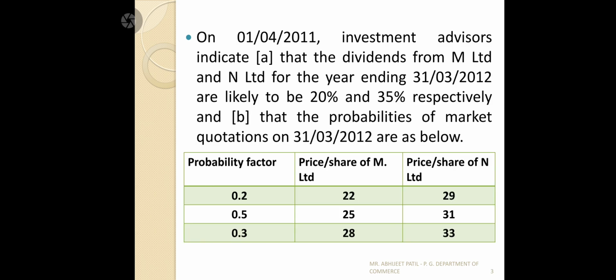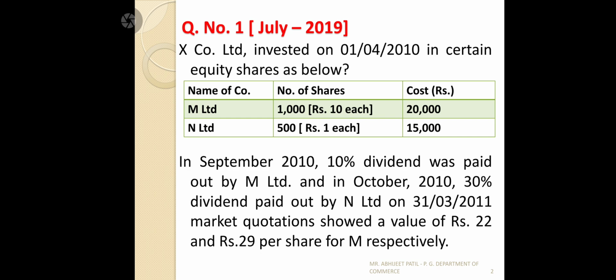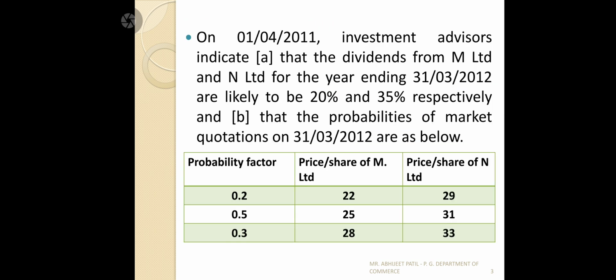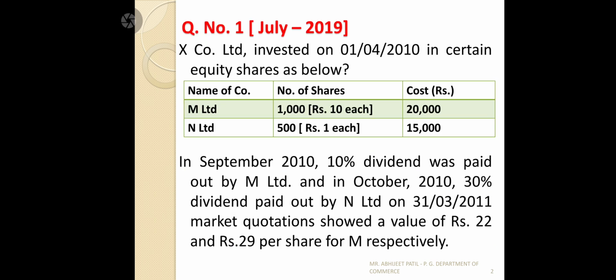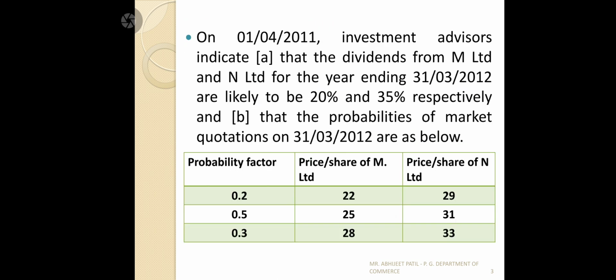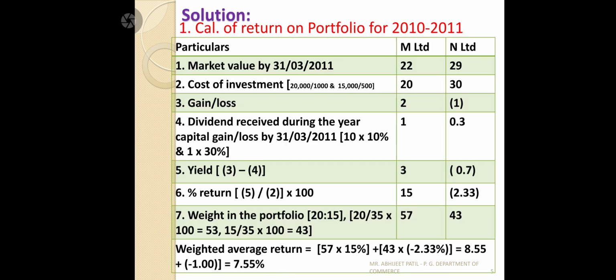But here the return is not given directly. Based upon the investment amount, number of shares, dividend percentage and market price, we should find the return and standard deviation for the first financial year. In the second case, probability is given, so with the help of probability you should find the expected return and standard deviation. The dividend is 10% and 30% in the first year, and in the second year it is 20% and 35%. So let's solve the problem.